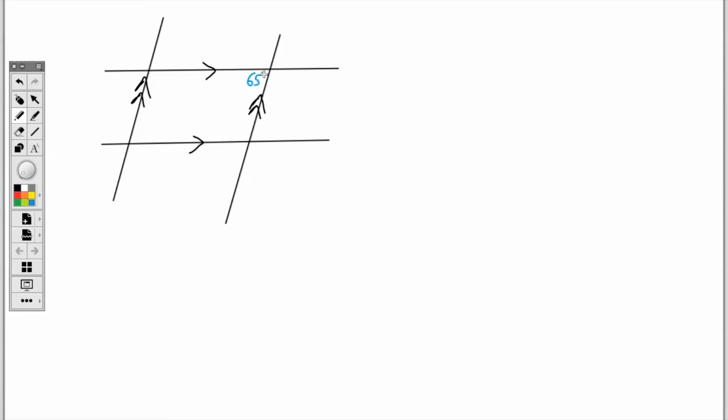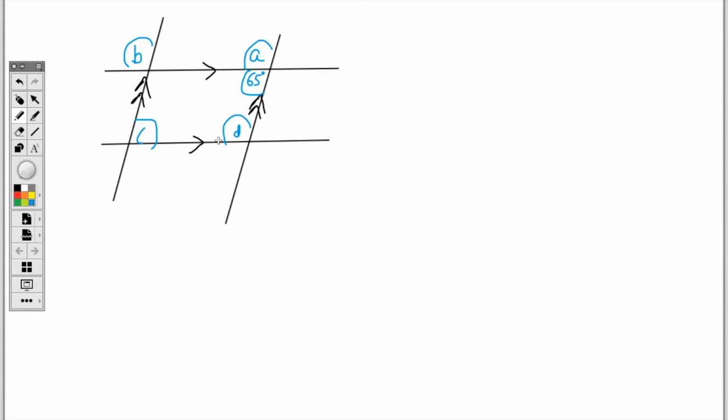This is 65 degrees, and I need to find out what is A. So I need to find angle A. I need to find this angle B and also angle C. Now here I am also going to find angle D. Now let's look at finding angle A. In order to find angle A, you have to understand the diagram. As you can see, this line is parallel to the next one, and this line is parallel to the next one.